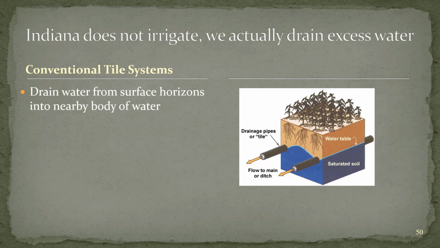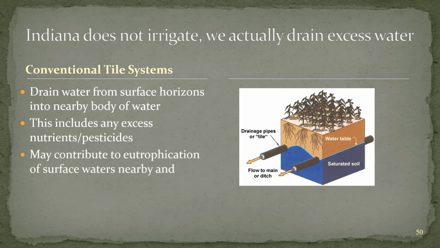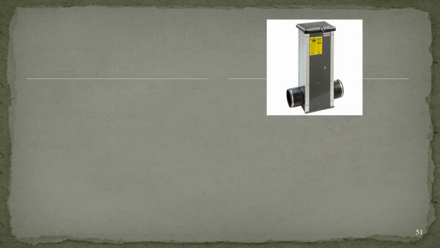We're draining water from surface horizons into nearby bodies of water via tile drainage systems. This includes any excess nutrients and pesticides, which is where we're having issues, whereas in the Great Plains, they're having issues because of subsidence from sucking dry their aquifers, which is terrifying. So this may contribute to eutrophication of surface waters nearby.